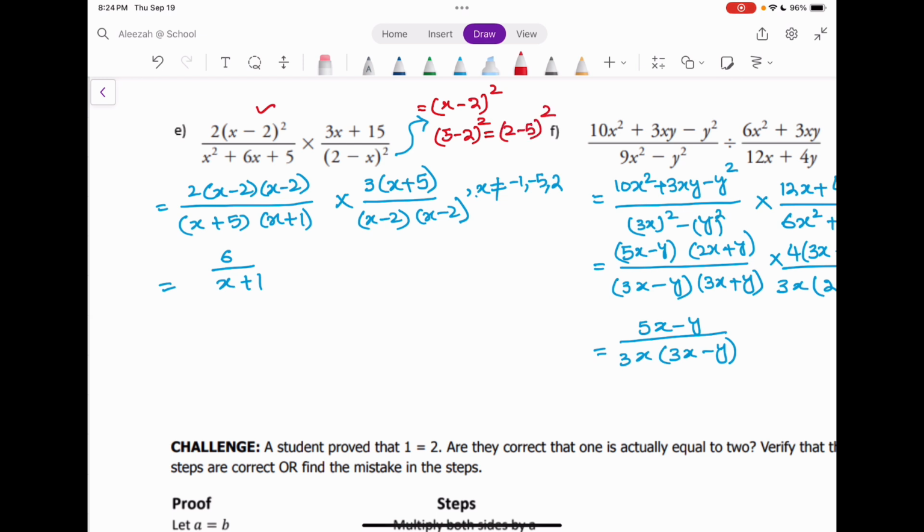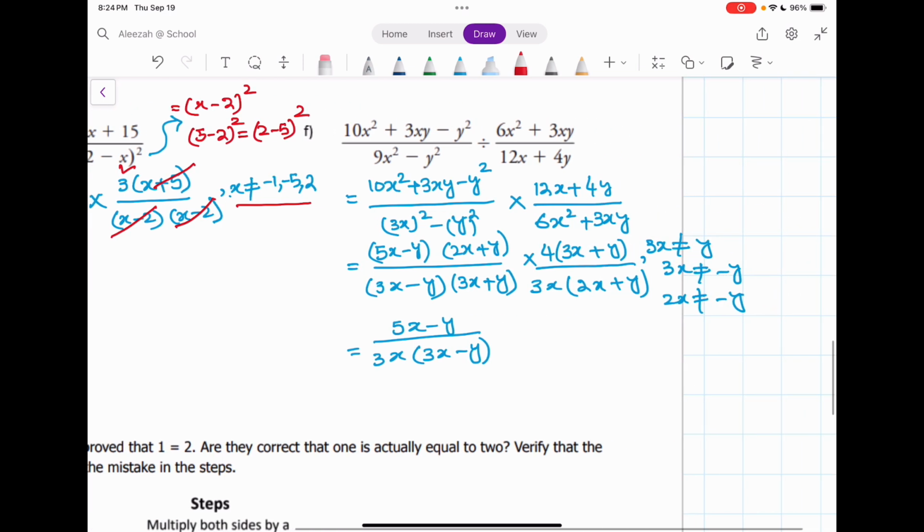Okay, so once I wrote my factors for every polynomial, and then I just look at what's a common factor. So common factor is x plus 5, and x minus 2, and x minus 2. So what I'm left with is 5 and 5 cancelled out, 2 and 2 cancelled out, and x minus 2 cancel out with x minus 2. So I'm left with, this is 2 times 3, which is 6, divided by x plus 1. And make sure you write the restriction before you cancel out.